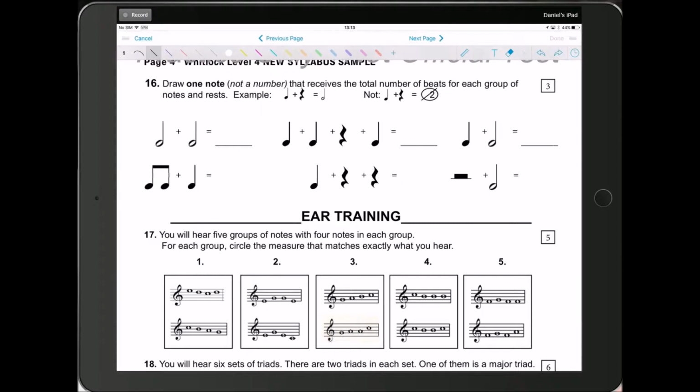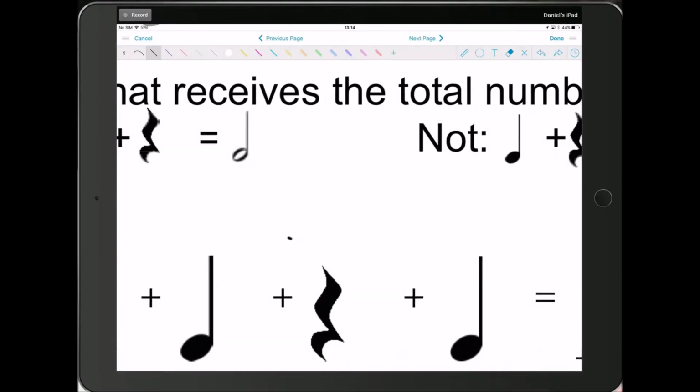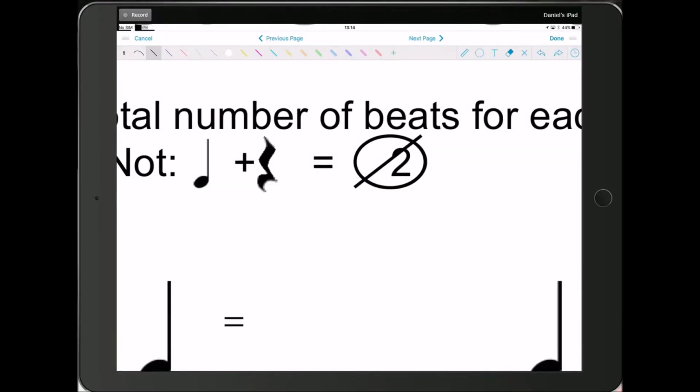Question 16, we have to do some music math. It says, draw one note, not a number, that receives a total number of beats for each group of notes and rests. Example, we have a quarter note plus a quarter rest. Each one of those gets 1, so 1 plus 1 equals 2, but I can't draw a 2, I have to draw a note that gets 2 beats. So I need to draw the note, not the number, okay?